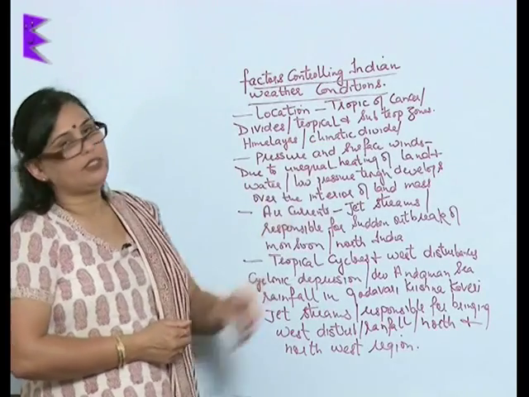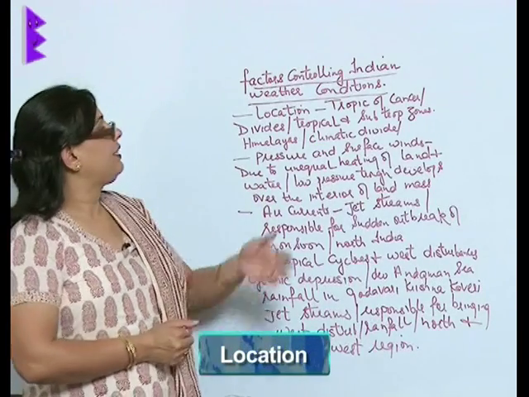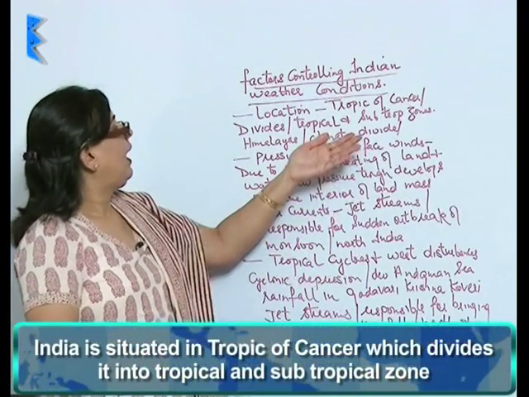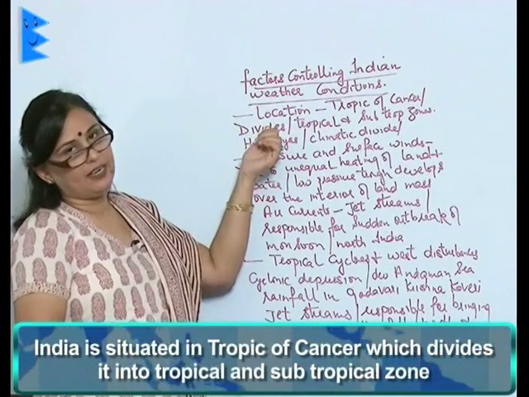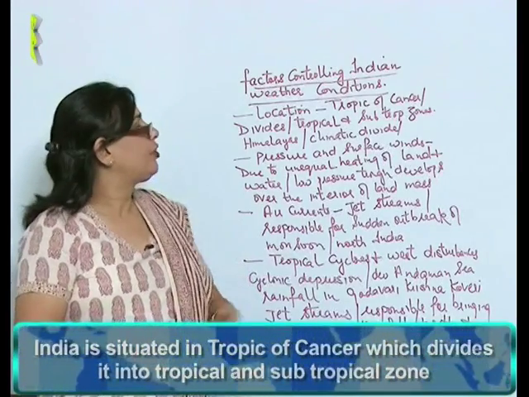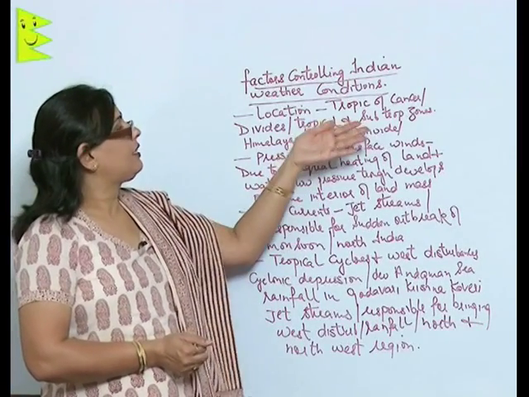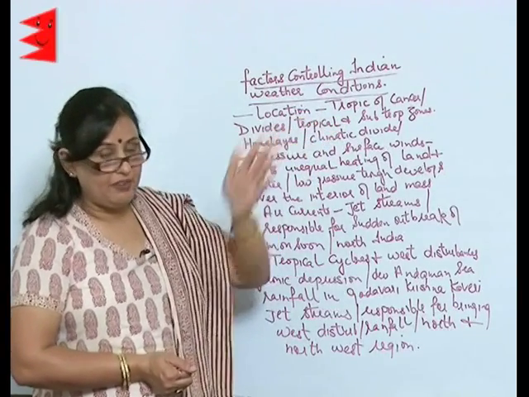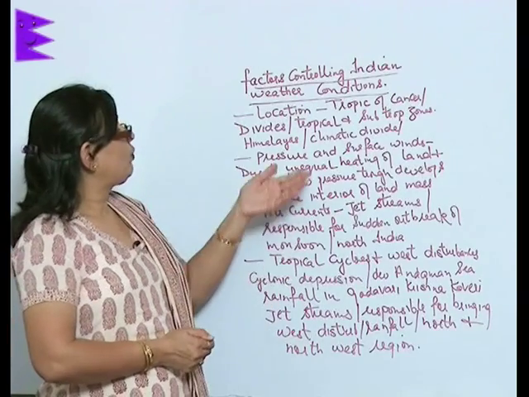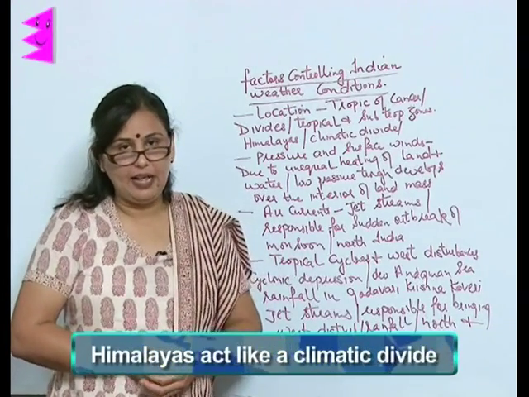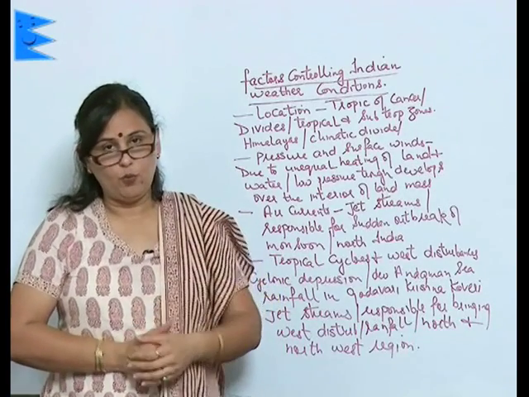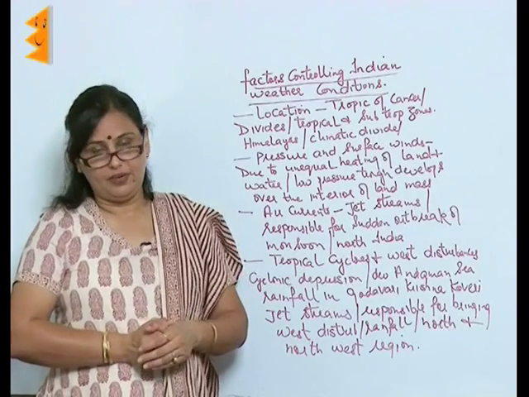The first is of course the location, and as far as the location is concerned, India is situated on the Tropic of Cancer, and therefore this divides the country into tropical and subtropical zones, which means that this is creating a big effect on the making of the weather of an area. Next we see that the Himalayas of India act like a climatic divide. So, the first factor was the location of the country.